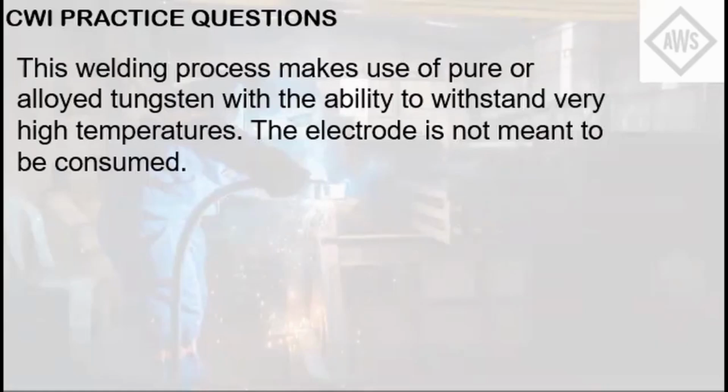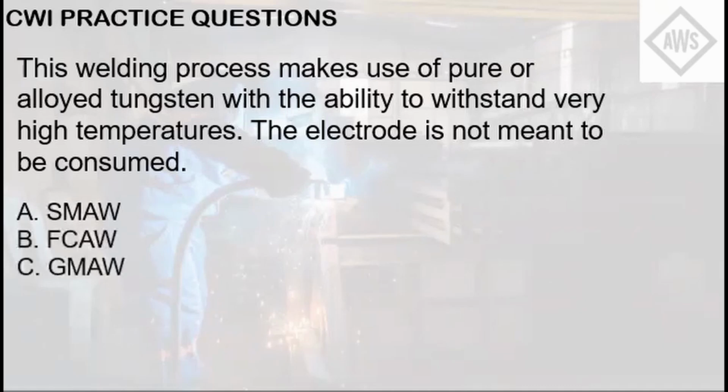This welding process makes use of pure or alloy tungsten with the ability to withstand very high temperatures. The electrode is not meant to be consumed. A. SMAW, B. FCAW, C. GMAW, D. GTAW. Now this welding process makes use of a pure or alloy tungsten that is subjected to a very high temperature.